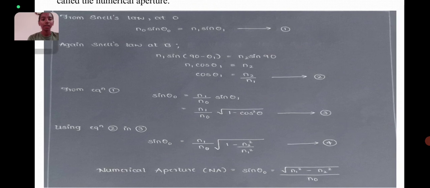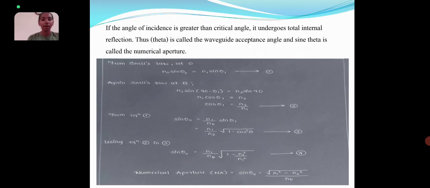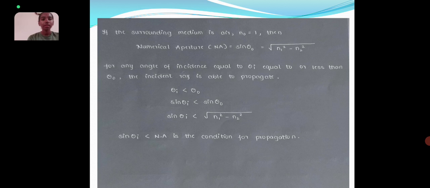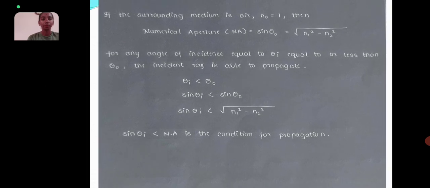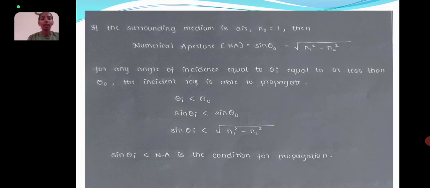Now the numerical aperture NA is equal to sine theta naught, which is equal to root of n1 square minus n2 square, divided by n naught. If the surrounding medium is air, which is a condition, n naught is equal to 1. Then numerical aperture is equal to sine theta naught, which is equal to root of n1 square minus n2 square.